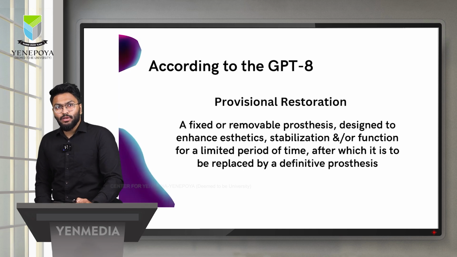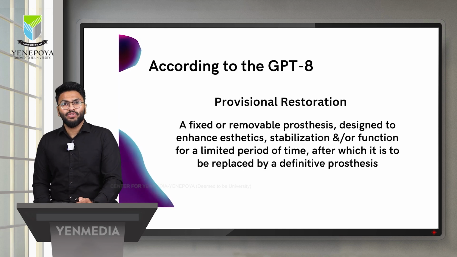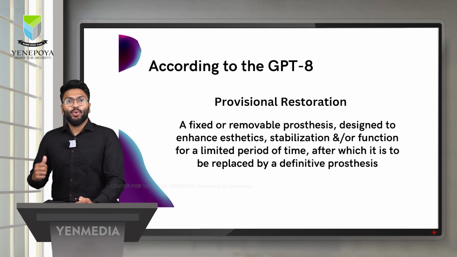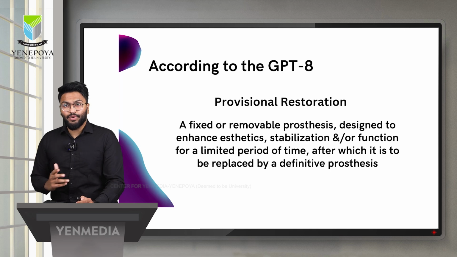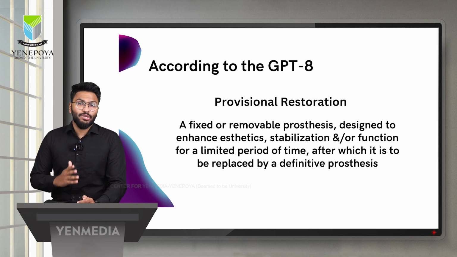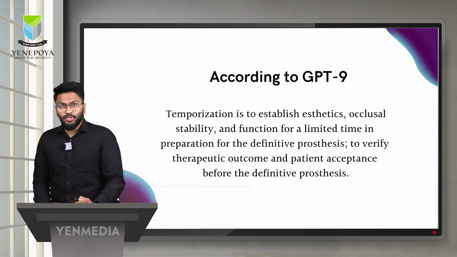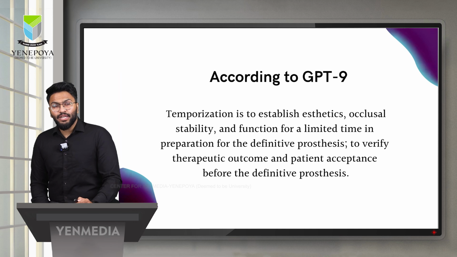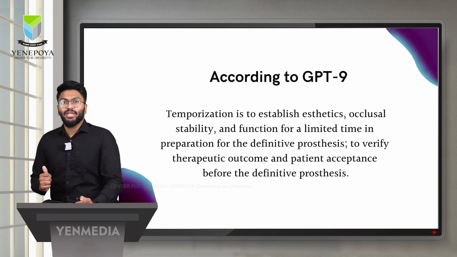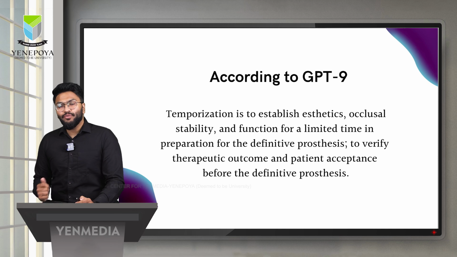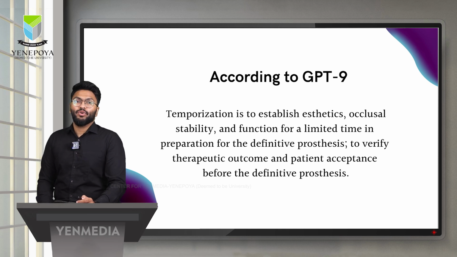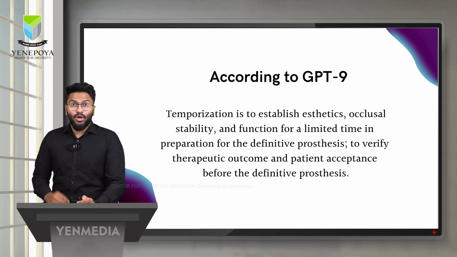According to GPT-8, provisional restoration is defined as a fixed or a removable prosthesis designed to enhance aesthetics, stabilization and/or function for a limited period of time, after which it is to be replaced by a definitive prosthesis. Later it was modified to the GPT-9 definition. Temporization is to establish aesthetics, occlusal stability and function for a limited time in preparation for a definitive prosthesis, and also to verify therapeutic outcome and patient acceptance before the definitive prosthesis has been fabricated.